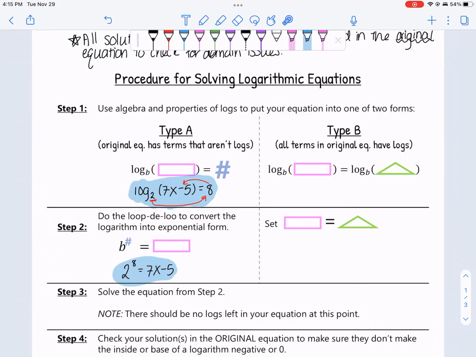Type B is for equations where all terms are logs to begin with, in which case we want to combine them together to get something like this, where we have log base b of something equals log base b of something, and then we can just set those insides equal to one another. So that would be something like log base 3 of 7x is equal to log base 3 of 14. Log equals log. We could take those insides and set them equal to one another. So we would have 7x equal to 14, and we would solve for x.